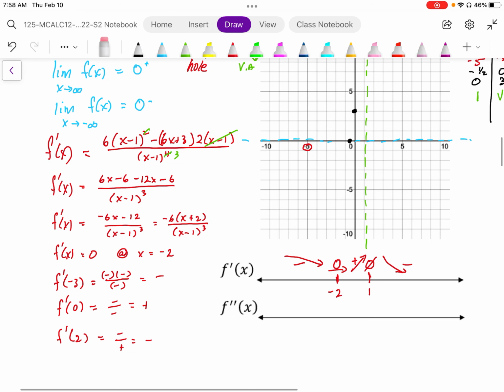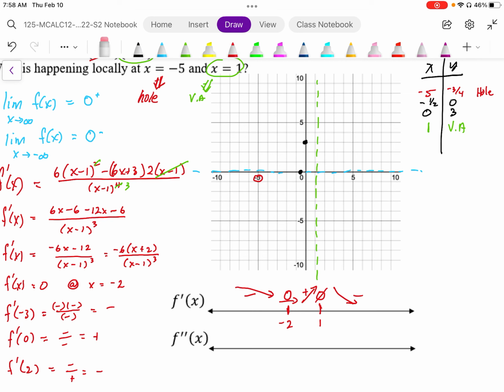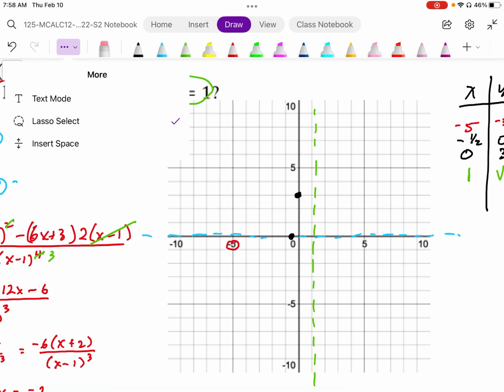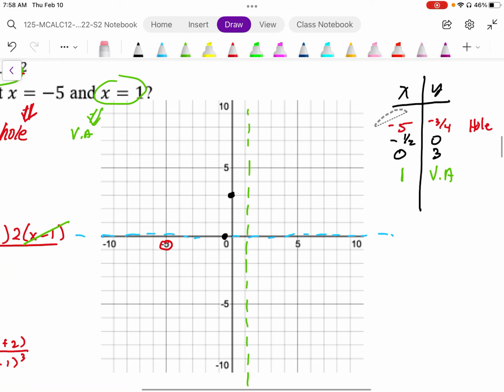Okay, so I need to establish some coordinates here. My minimum point at negative 2, I should calculate. So I'm just going to make some room on my table here for that. I'm just going to move my hole over.